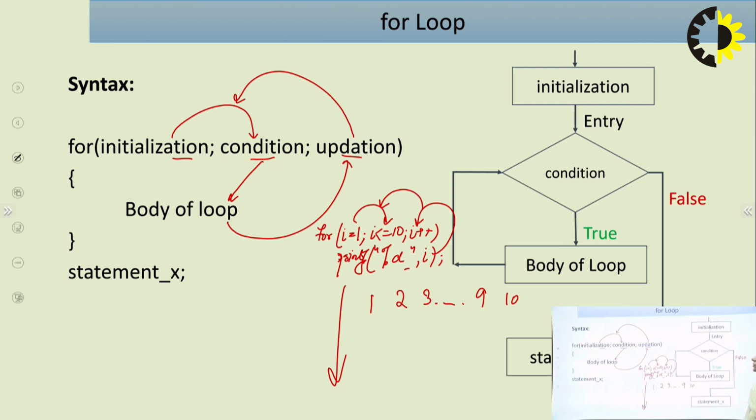So coming to the flowchart, again the initialization is done. When the condition is checked, till the time the condition is true, the body of the loop keeps on repeating. Once the condition becomes false, it moves out of the loop and executes the statement X.